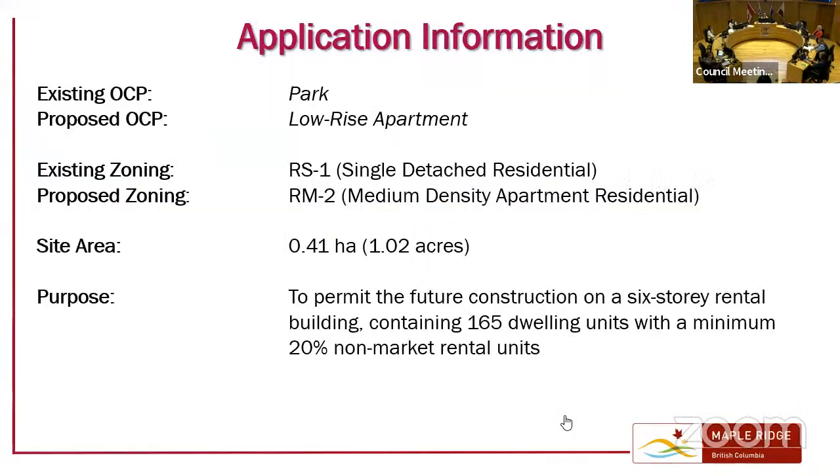The purpose of this rezoning application is to rezone the property from RS1 single detached residential to RM2 medium density apartment residential, as well as redesignate the property from park to low-rise apartment, to allow the construction of a 6-story rental building with 2 levels of underground parking containing 165 dwelling units, a minimum of 20% of which will be below 30% of the median income for families in Maple Ridge.